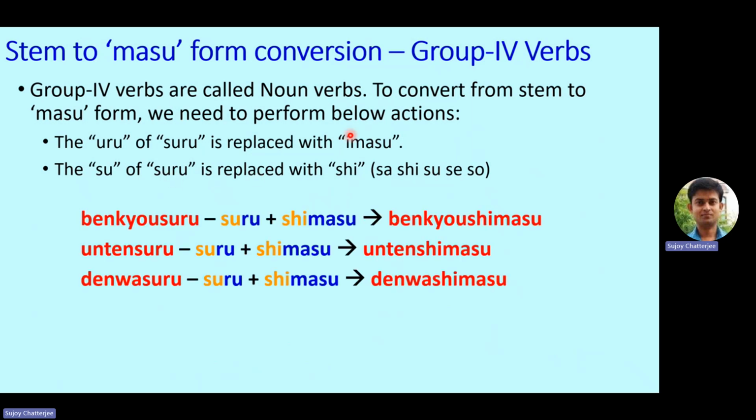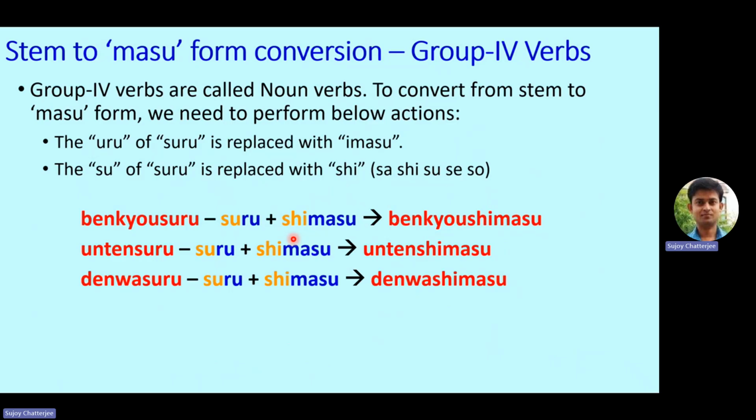So as you can see, ru will be replaced with imasu, and the s before the u will become sh. So suru will become shimasu because it is imasu. So that means benkyo suru will become benkyo shimasu, because we have to remove the suru and add the shimasu. So benkyo suru becomes benkyo shimasu, unten suru becomes unten shimasu, denwa suru becomes denwa shimasu, and so on. So this is the rule for group 4 verbs.